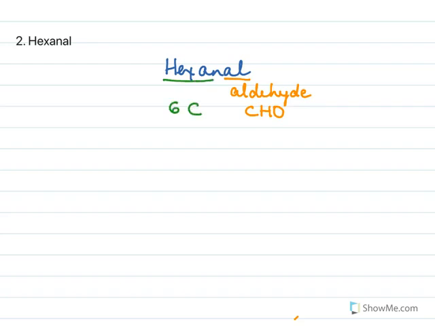Next is hexanal. Now AL is aldehyde, and the functional group of aldehyde is CHO. Now hexane means 6 carbon. So this is a 6 carbon aldehyde. So first I write the functional group. And now I need to have 6 carbons. 1 is already there. This is already 1. 2, 3, 4, 5, 6.